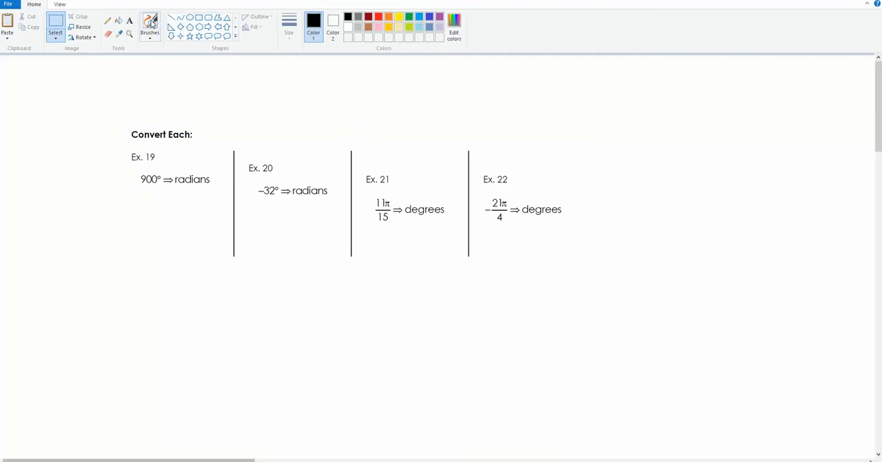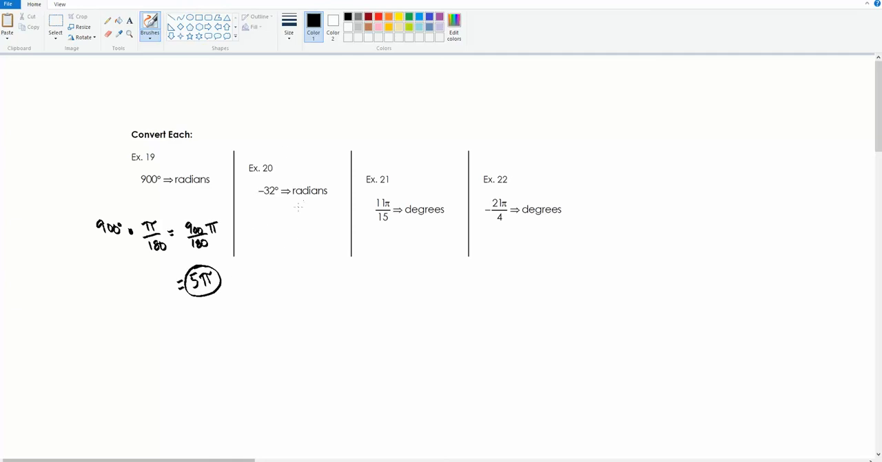All right, with this one, we have 900 degrees and we want to go to radians. So then you would say 900 degrees times pi over 180. And this literally means 900 divided by 180, and you can tack on a pi. So then you do 900 over 180, and you get 5. So the answer is 5 pi.